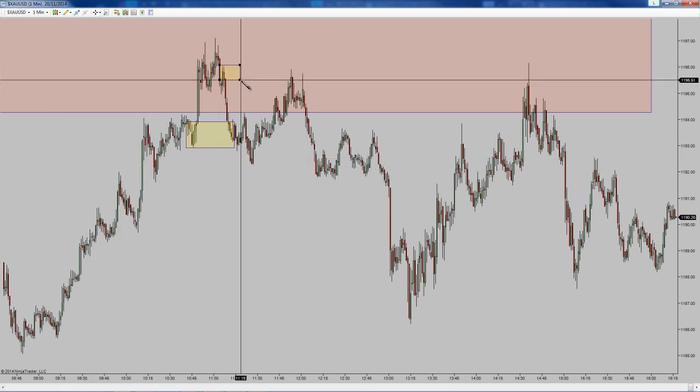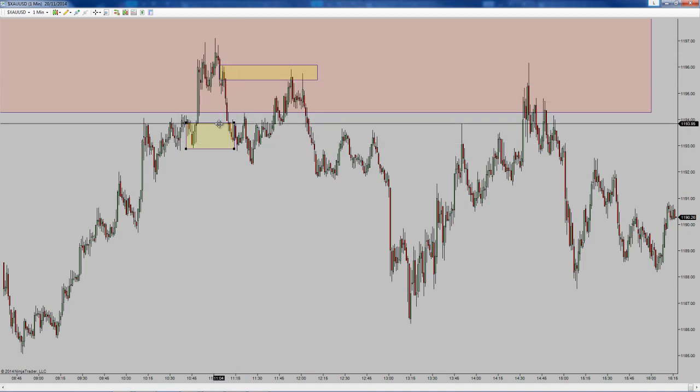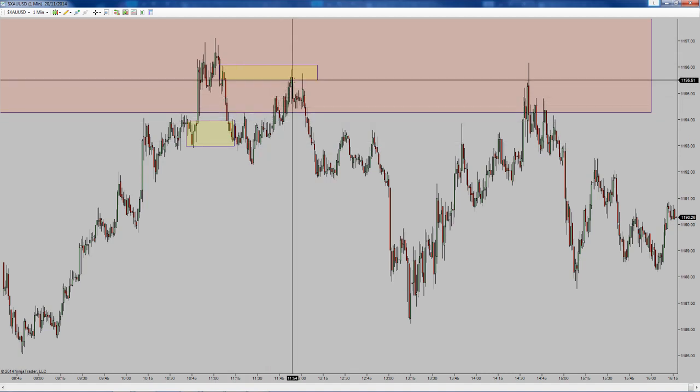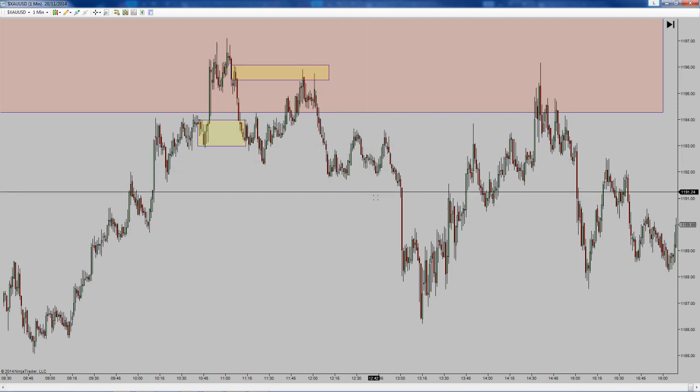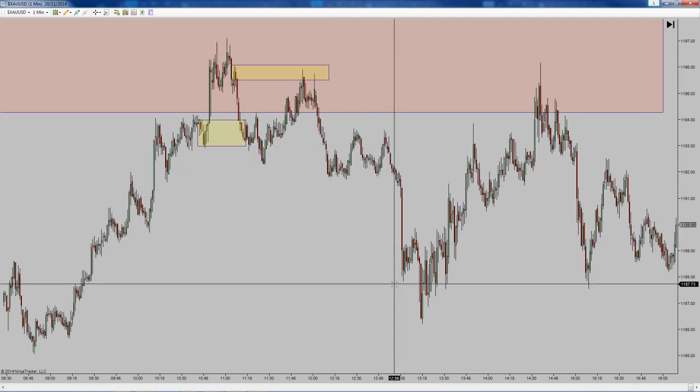So this is a supply zone. That's where the fast move happened, which took out the demand. And as you can see, it retraced back to supply and there was a nice move down from that. So that's your signal into a higher time frame supply zone.